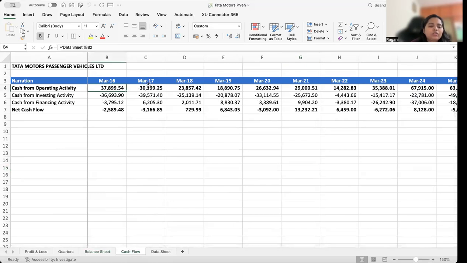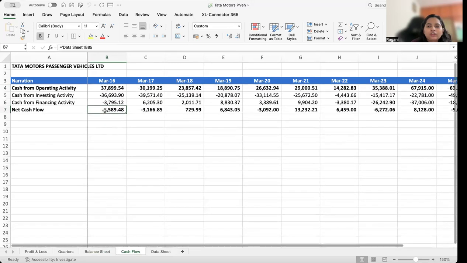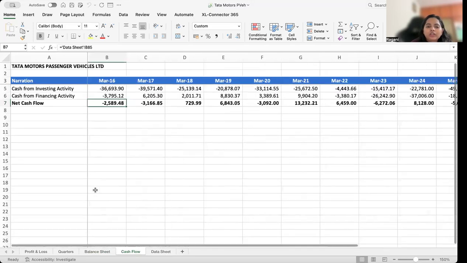In cash flow, first I took the data from the data sheets. After that, for the cash from investing activities, I took the data from data sheets. Then I calculated the net cash flow. I took the data from the data sheets.